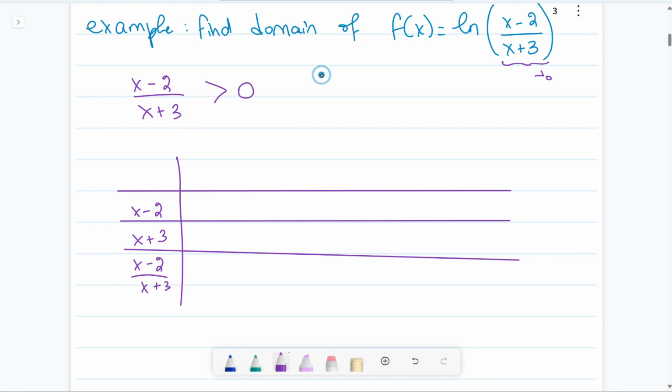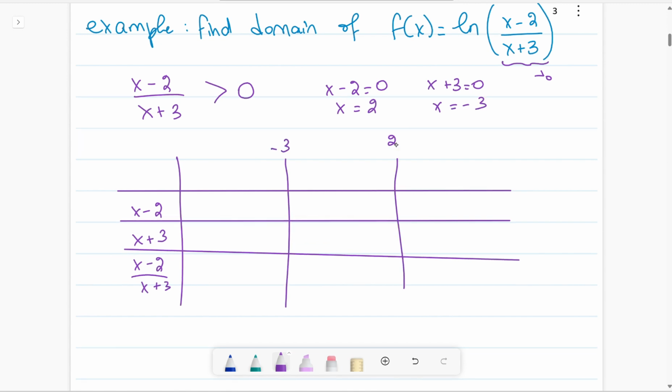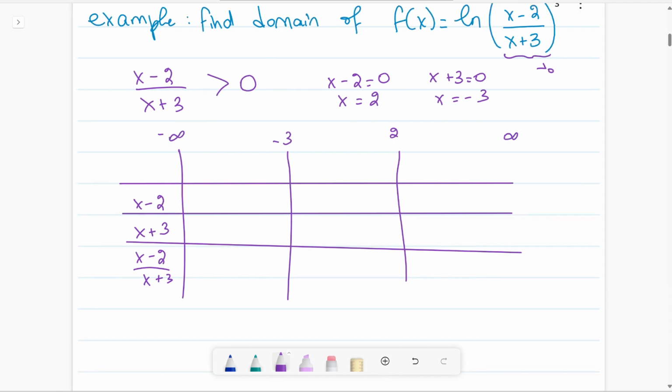Now we solve each factor equal to 0. So we try x minus 2 equals 0, we get x equals 2. And we do x plus 3 equals 0, we get x equals -3. So we write these numbers in our sign table. And on the right, infinity, on the left, -infinity.